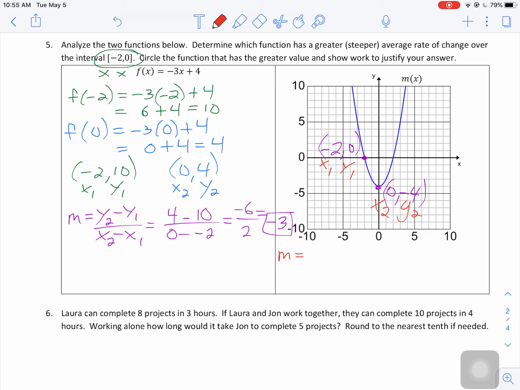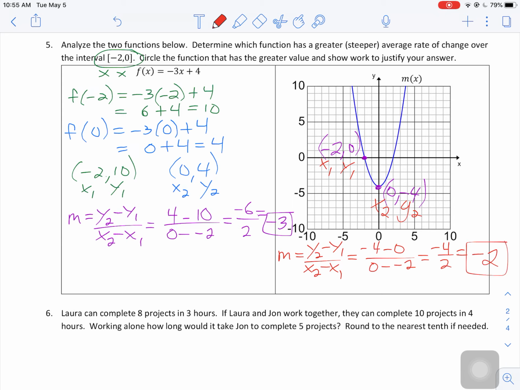And then we'll just plug it into the formula for average rate of change, which is your slope formula. So change in y over change in x. So y sub 2 is -4 minus y sub 1 is 0. And then x sub 2 is 0 minus x sub 1 is -2. So -4 over 2 equals -2.